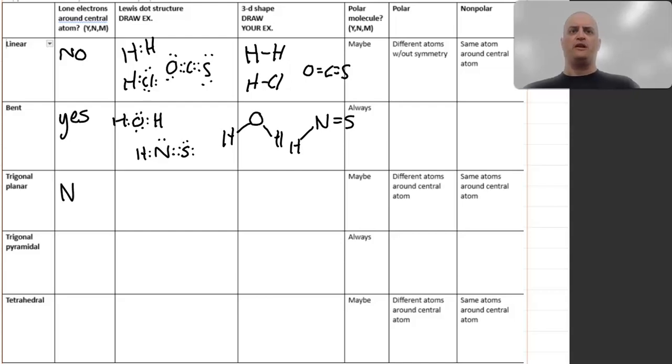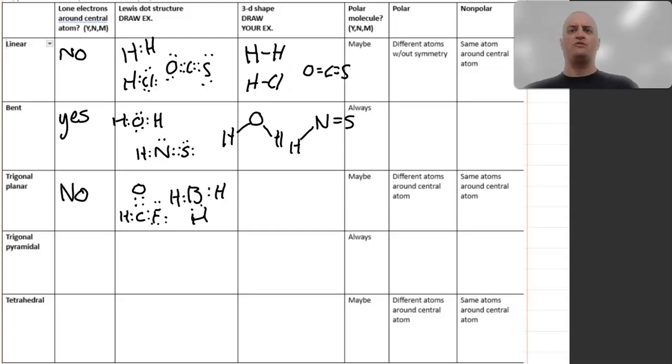Trigonal planar. Nope. No lone electrons around that central atom. This is where things get a little more complicated. Again, this would be something that you would have done for your Lewis structures like we practiced. Just giving you some examples. Boron is an exception, where it happens to be fine with its 6 electrons instead of 8.